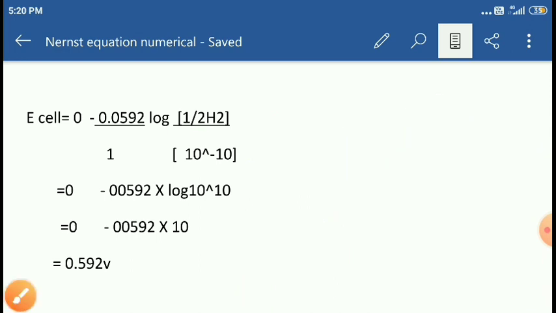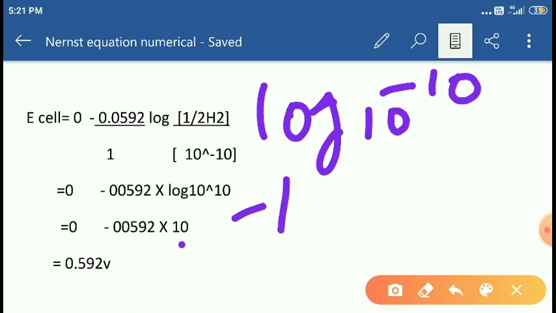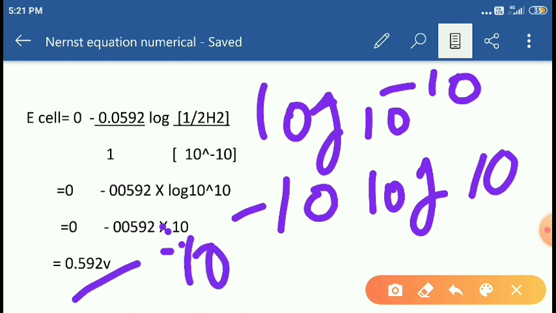Then we get log 10 directly, because log 10 value is 1, so log 10 to the power of minus 10 gives minus 10. Right students? Just substitute here minus 10, students. Make it minus 10, then make the correction. Then we get the value 0.592. Right students?